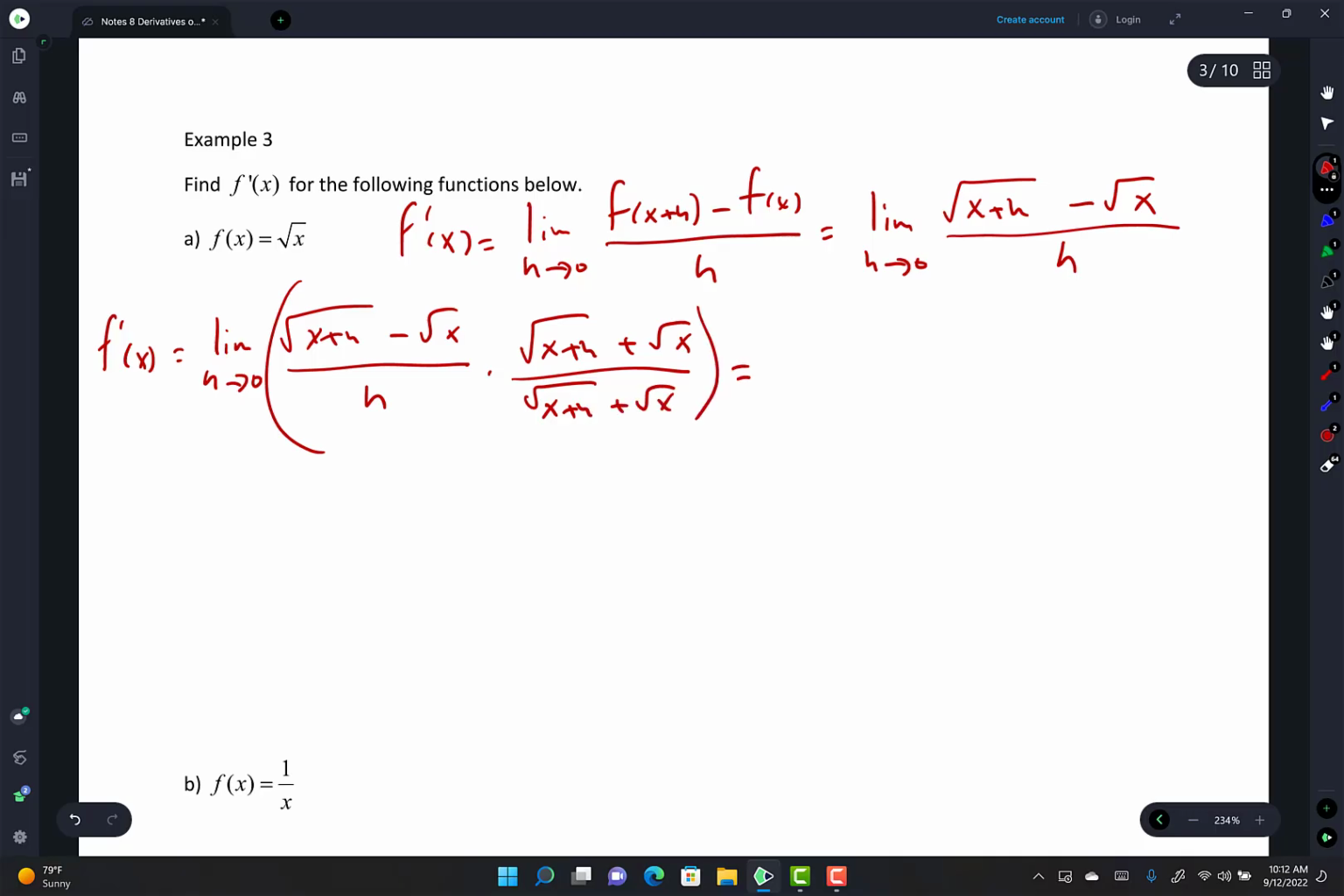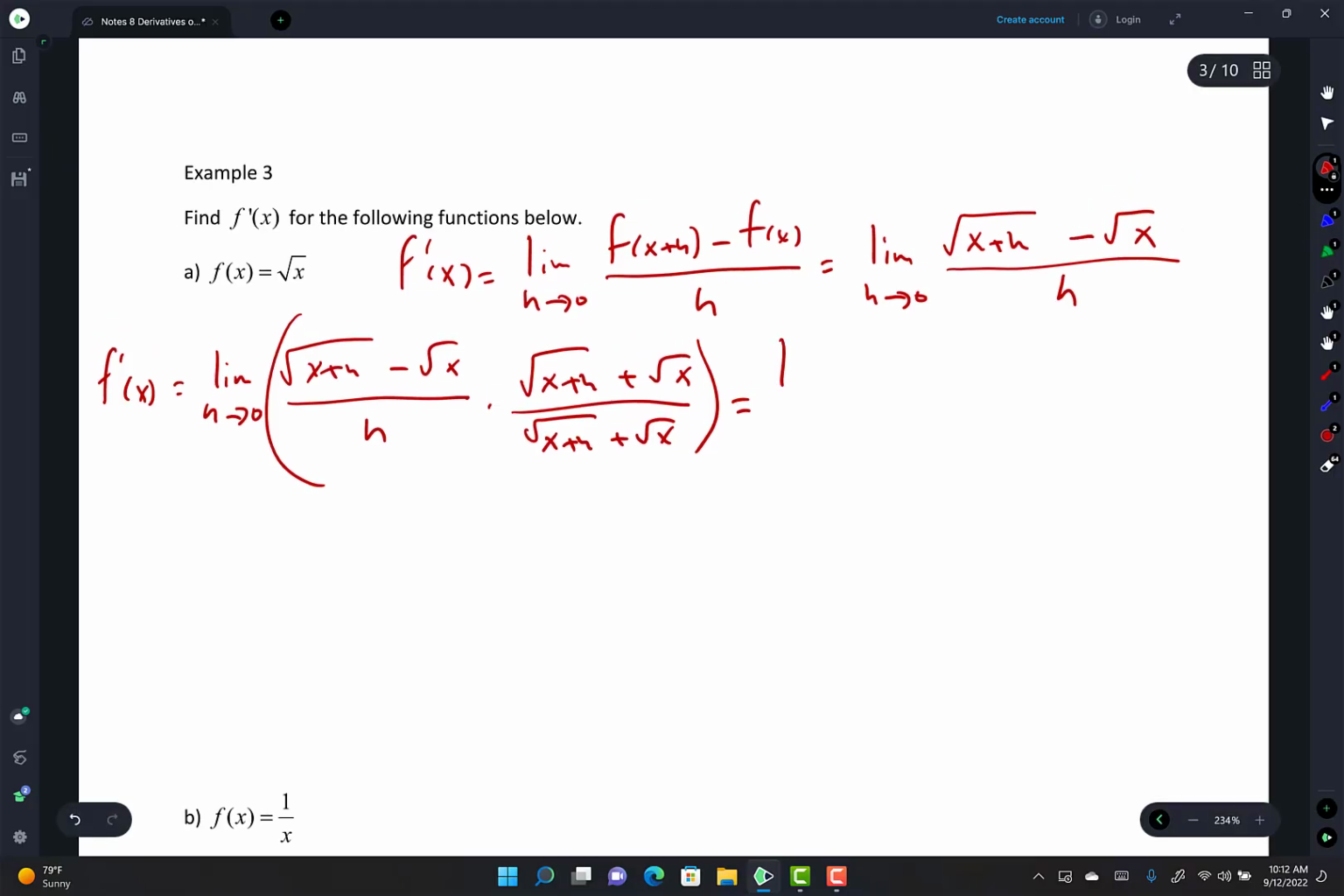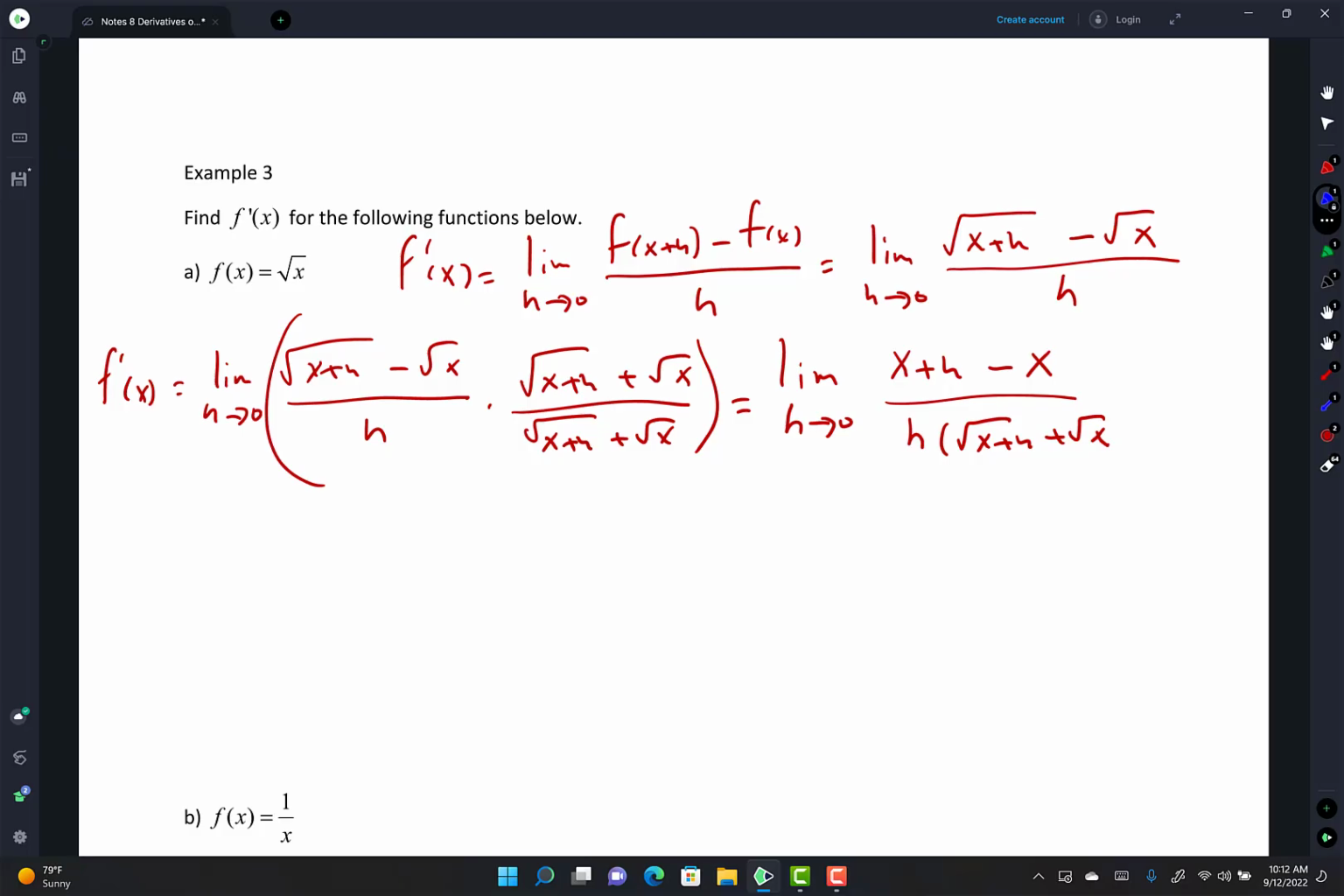When you do that, you get, and I'll try to write small but big, limit as h approaches 0. Square root times square root is just going to be x plus h, minus square root times square root is going to be minus x. In the bottom, do not distribute. Square root of x plus h plus square root of x. So here's what I have. The x's zero out. Now that you zeroed out the x's, the h's cancel out. Do you guys see that?